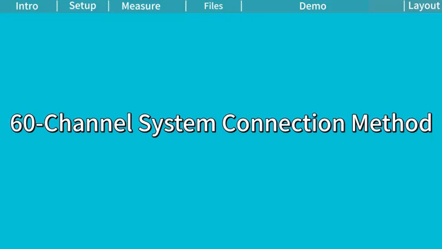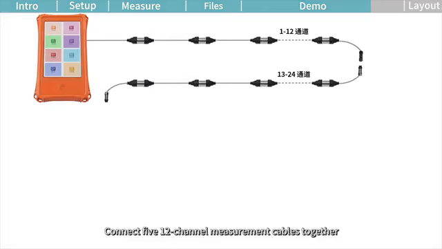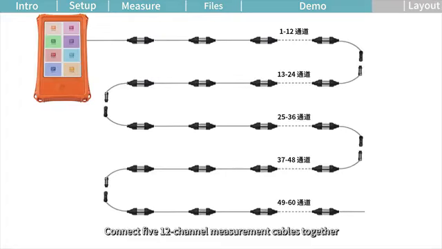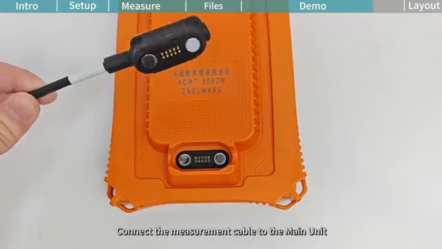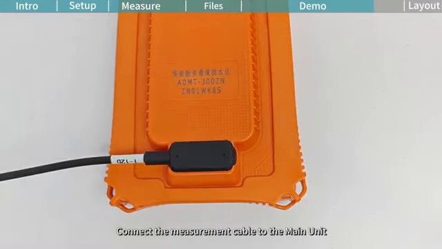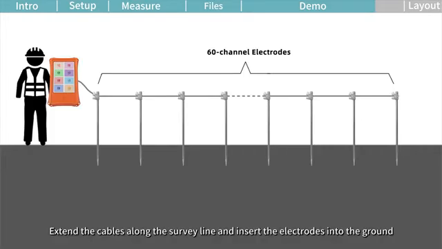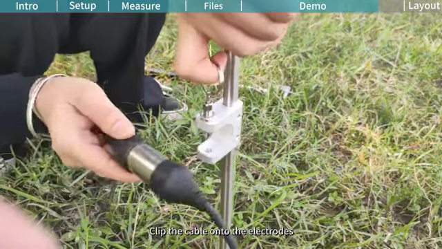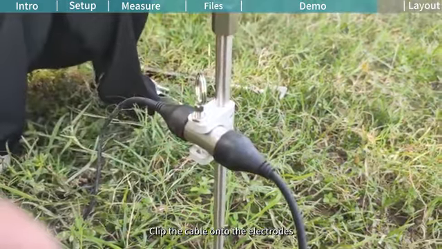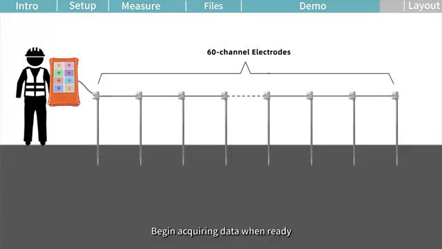60-channel system connection method. Connect 5 12-channel measurement cables together. Connect the cables to the main unit. Extend the cables along the survey line and insert the electrodes into the ground. Clip the cables onto the electrodes. Begin acquiring data when ready.